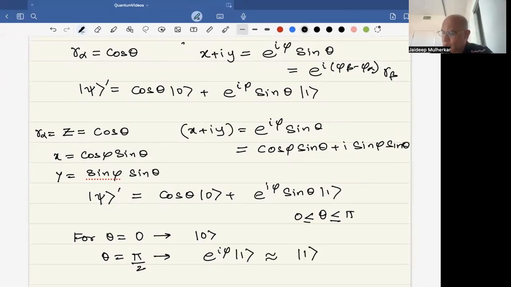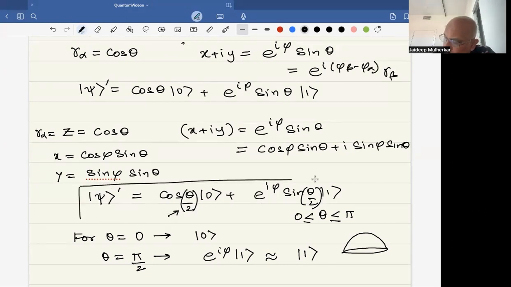So the reason we add this theta over 2 factor is because if we just let theta run from 0 to pi over 2, we'll cover the entire qubit space. And it will be only the hemisphere. So the entire qubit space will only be the half sphere or the hemisphere. And therefore, instead of theta, we have this theta over 2 factor over here. And so therefore, this is the state of a qubit on the Bloch sphere.